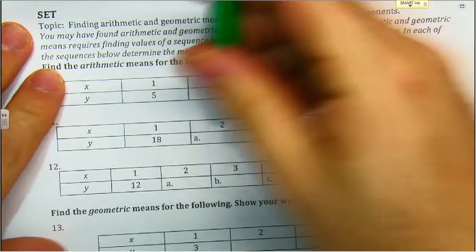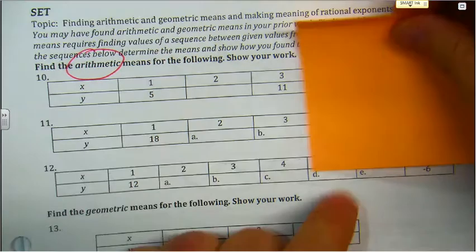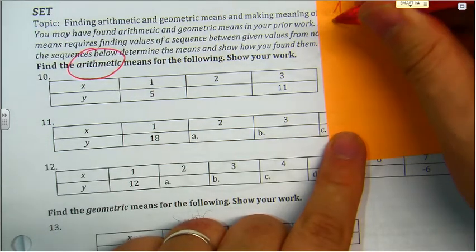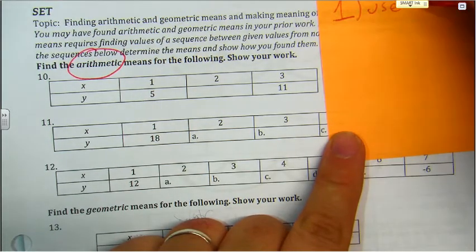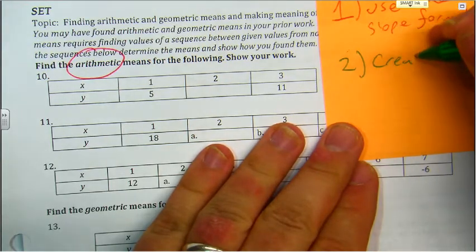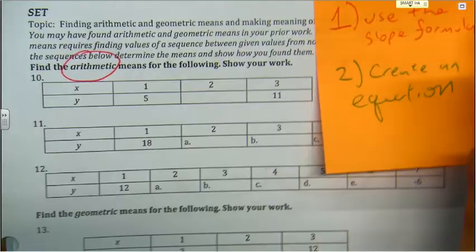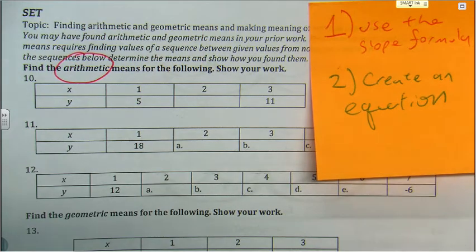So it starts by saying, okay, let's find the arithmetic means. And when we're finding arithmetic means, we have two real ways of doing it. We can, one, use a formula, use the slope formula, or we can, two, create an equation. And so, let's get that on screen there. Boom. Use the slope formula or create an equation. So when I'm looking at number 10 here, we can do both of those. We can either use the slope formula or we can create an equation. Or if you can just look at it and see what's going on.